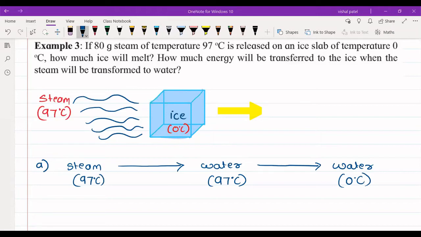Okay, students, I know this sum has been cancelled for your 2021 exam, but I'll just explain it because it's just one sum. I'll explain it, no problem.